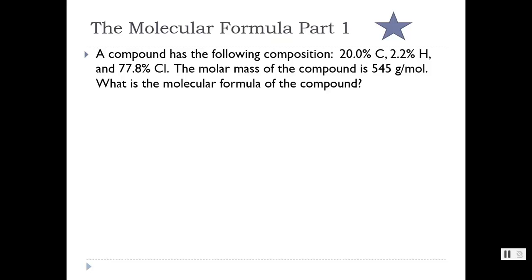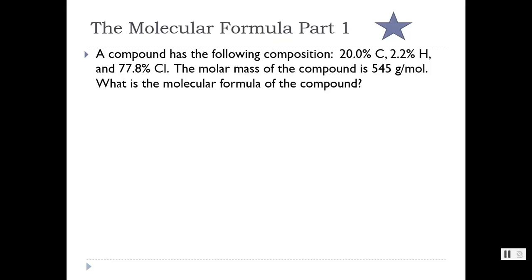So let's go ahead and dive right in. So I have some mass percents given. I give you the molar mass of the compound, and I ask what the molecular formula for the compound is. So I didn't say anything about the empirical formula, but the only way that you can calculate the molecular formula for a compound given this information is to first find the empirical formula. So that's always the first step when finding a molecular formula when given mass percent data and a molar mass. Find the empirical formula first.